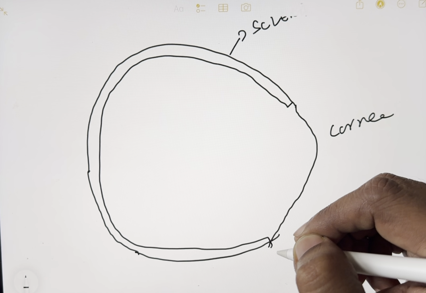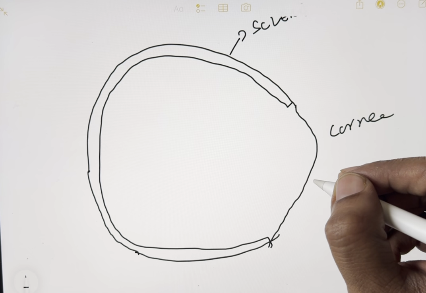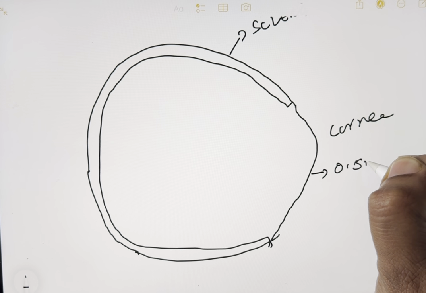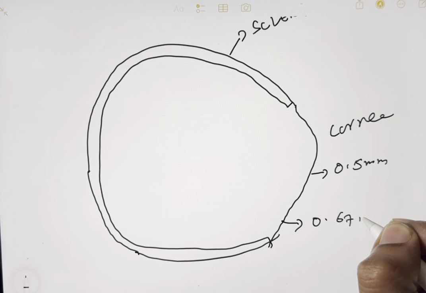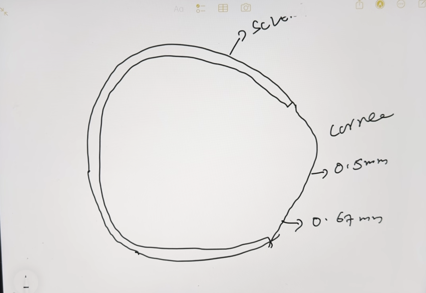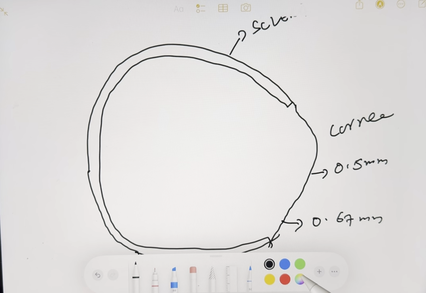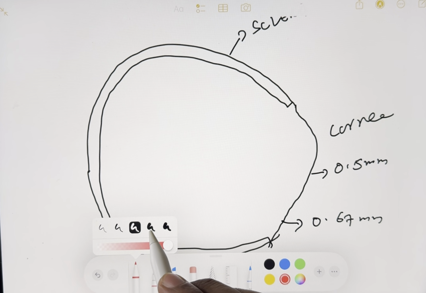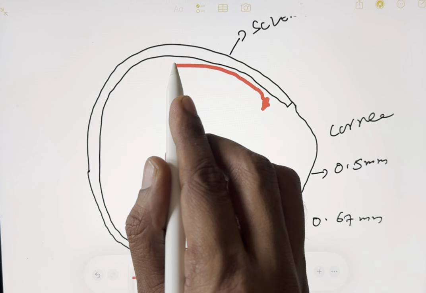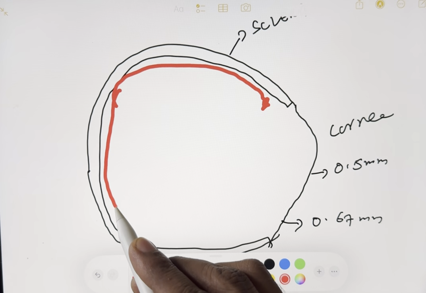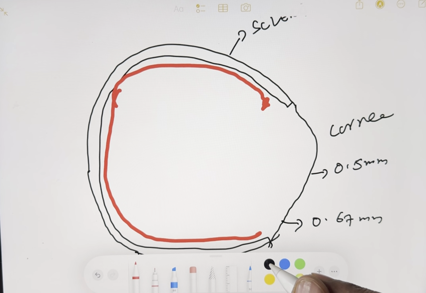Cornea is a very thin avascular structure. It is around 0.5 millimeter in thickness in the center, around 0.67 millimeter in thickness at the periphery. So this was all about the cornea. Now, the middle part, as I already said, is mainly made up of choroid. The posterior part is made up of choroid.